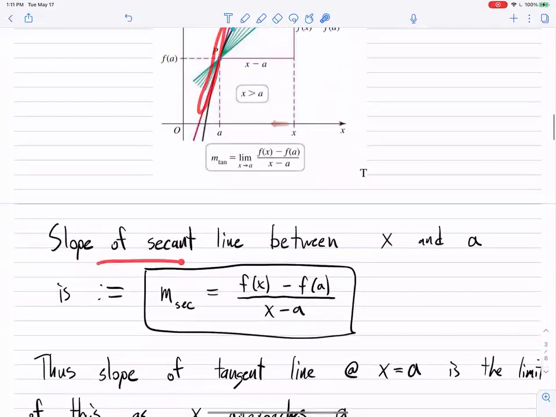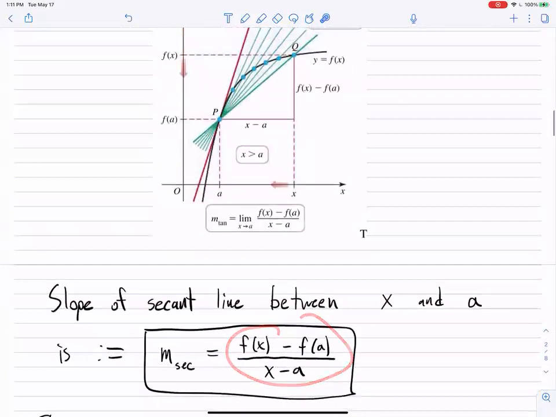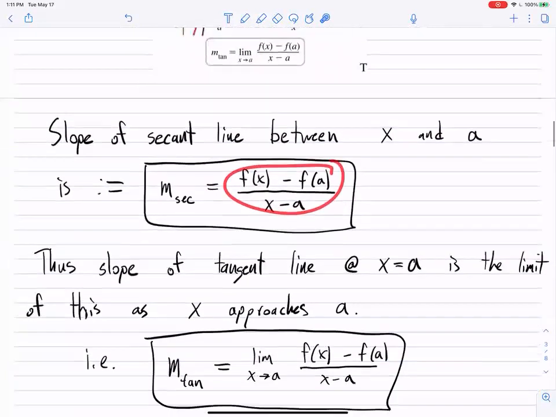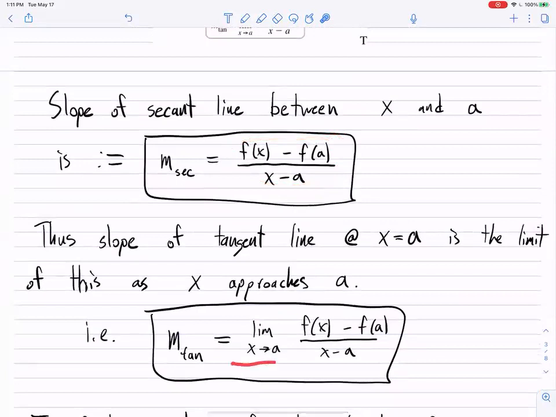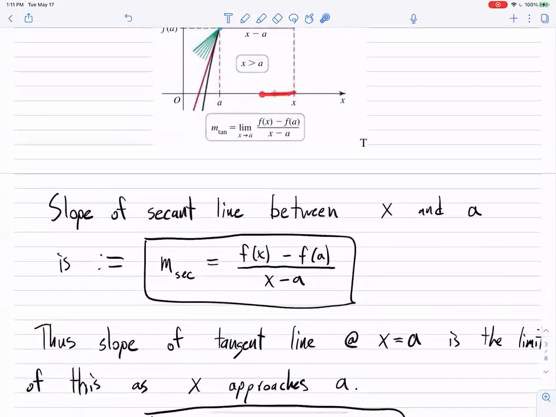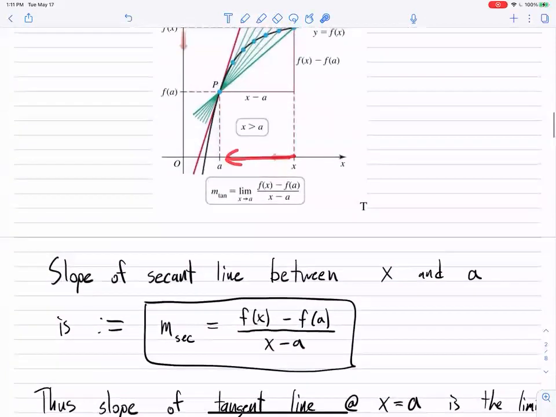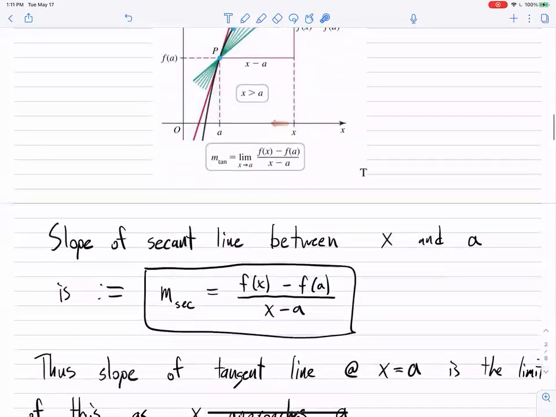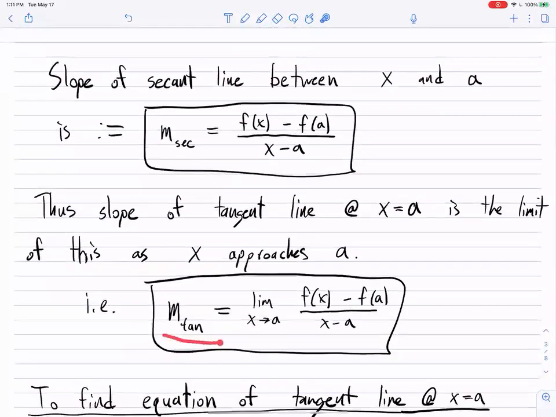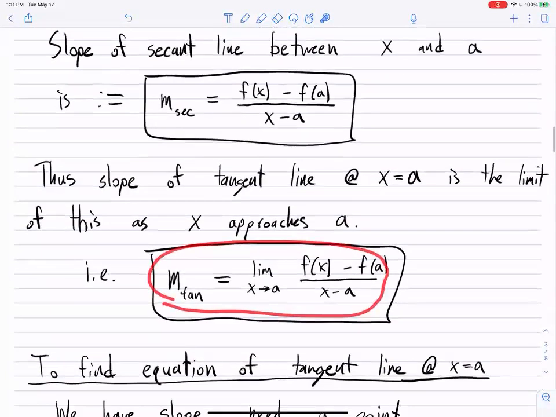And so the slope of a secant line between x and a is just given by the slope formula, right? It's f of x minus f of a, so the change in y, over the change in x, which is x minus a. And so that's the slope of the secant line. The slope of the tangent line is just the limit as we take the value x and get closer and closer to a. Technically, you should be able to approach it from both sides, but generally we draw the picture just approaching it from one side. But if you approach it from the other side and drew secant lines over here, they would still approach the same thing. And so the slope of the tangent line is given by a limit.